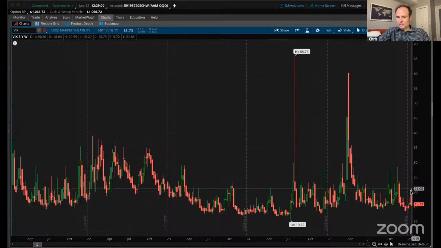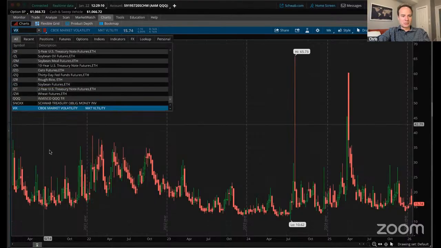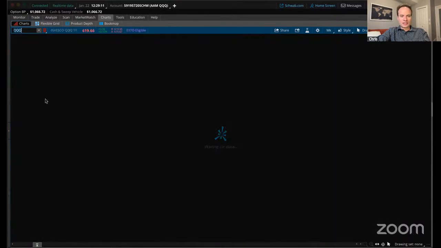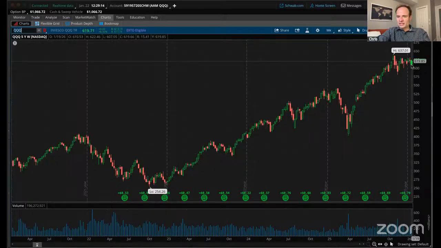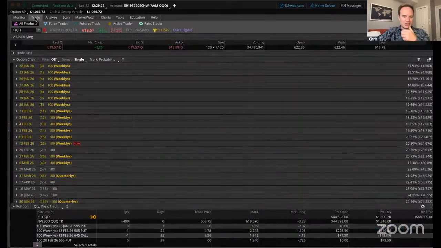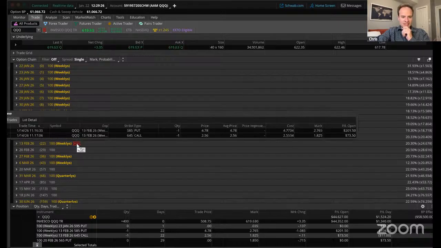Yesterday, it was about 20. So it's really gone down drastically. As the VIX goes down, essentially the fear in the market has dissipated. When we look at the QQQ, it went down yesterday and today it's an up day, right? The market opened down and then traded up through the day. So we're just going to leave the rest of this alone.